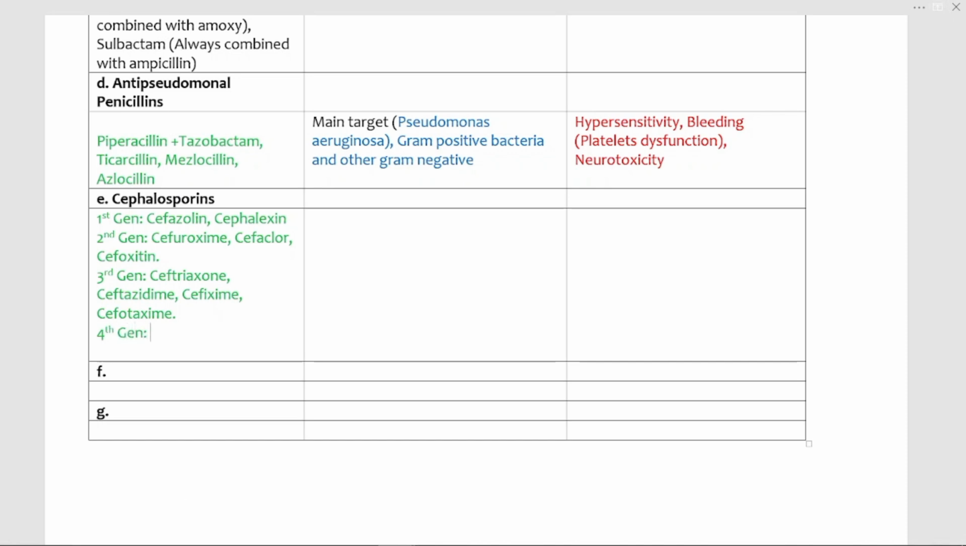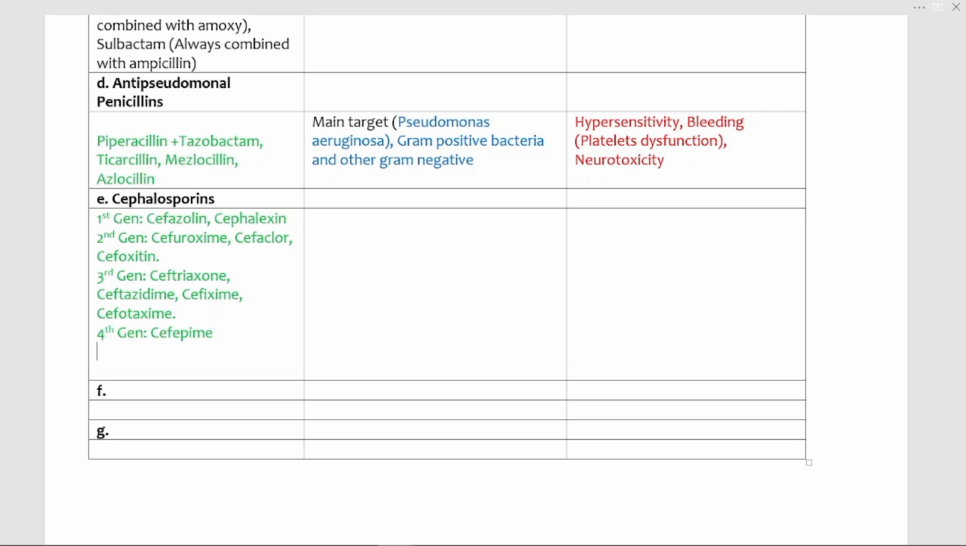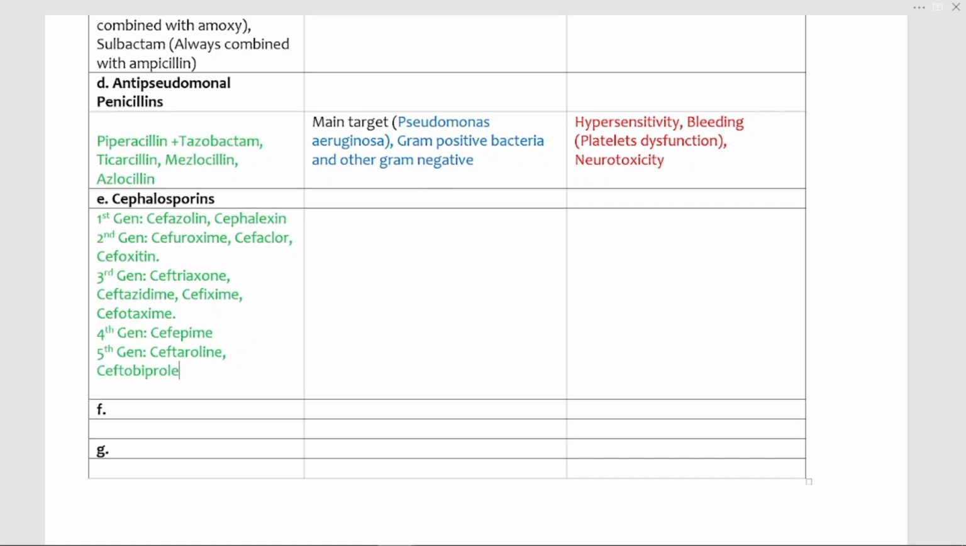Now here we have one drug called cefepime. That's the example of the fourth generation cephalosporin. When it comes to fifth generation cephalosporin, here we have ceftaroline and ceftobiprole. So the ceftaroline and the ceftobiprole.